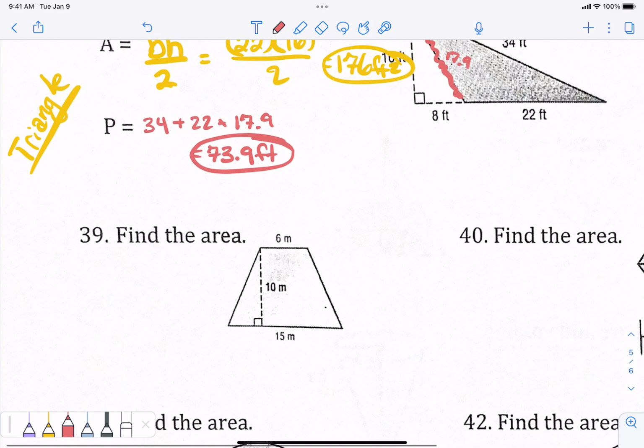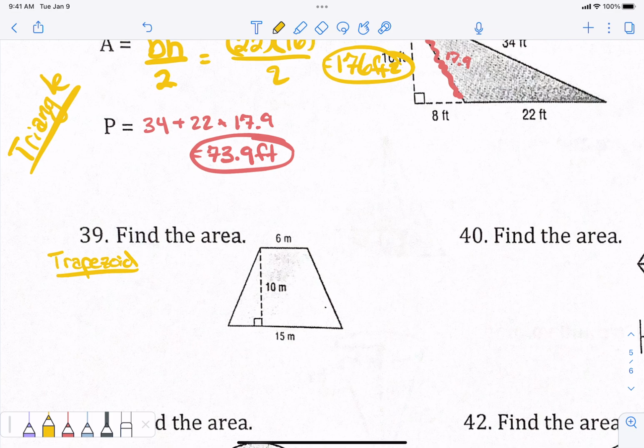Okay, what shape is 39? The trapezoid. That's all right. They're kind of confusing, like crazy, weird words.